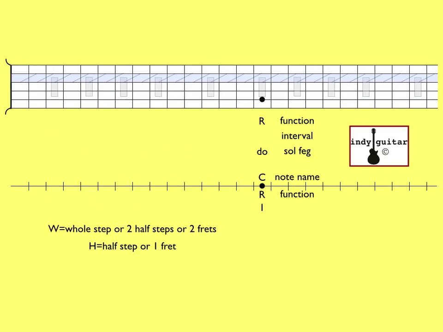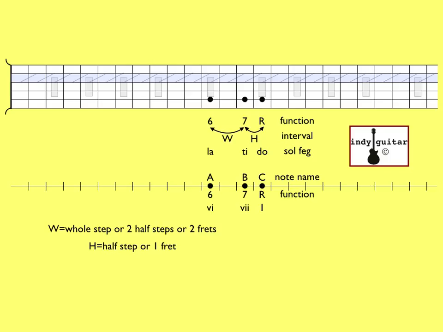Descending, we have a root. It's a half step down to the 7th. You need to know this both directions. Nobody knows it. Even the people that know the intervals can't say them backwards, a lot of them, anyway.